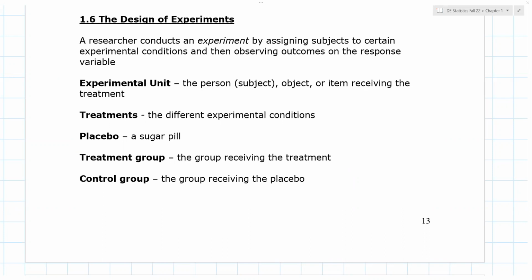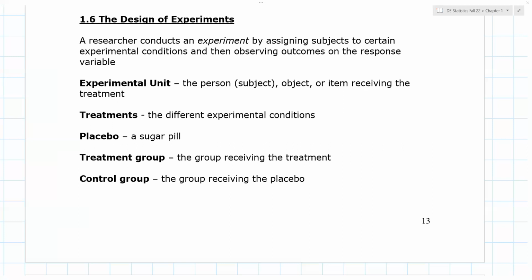So to start off, a researcher conducts an experiment by assigning subjects to certain experimental conditions and then observing the outcome on the response variable. Again, that's the big difference between the experiment and the study. In the experiment, we are controlling what happens. We are forcing people into one group or another and then choosing what kind of treatment those different groups get.